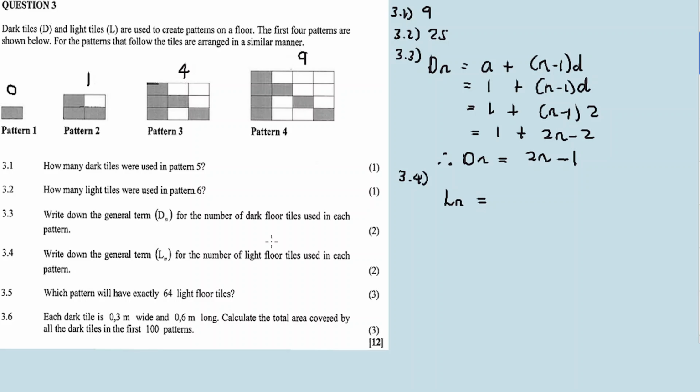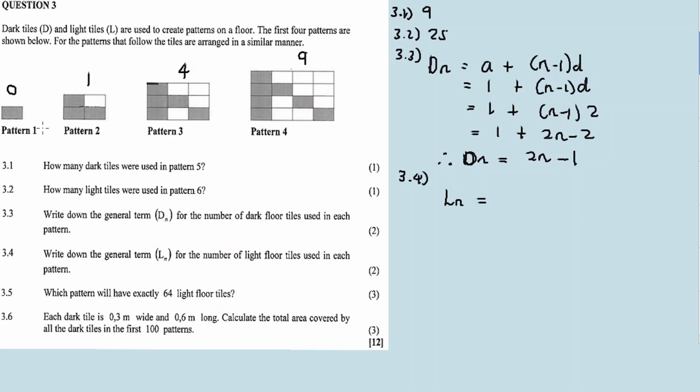ln is equal to, for the light tiles, but this one is not obvious like the one above. Okay, I think it's obvious, but it's not easy like the one above, right? But you want to check something. This is not a linear pattern, so you must use your own imagination to come up with the general term, right? Since there's no formula you can use for finding the nth term like for a linear pattern, for instance.